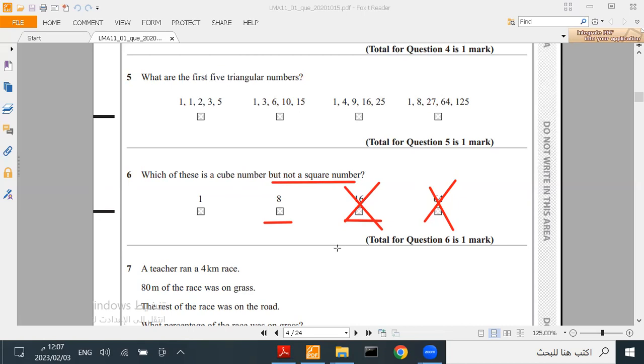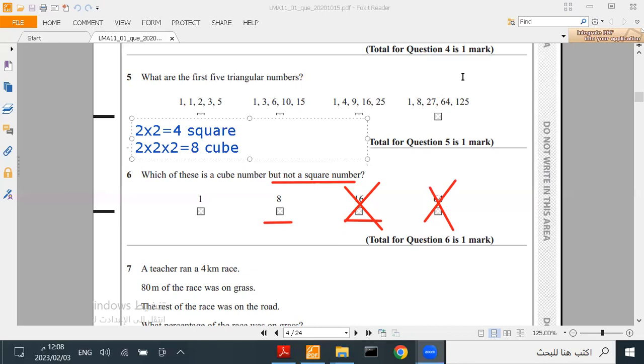I'm sorry, but what is a cube number and a square number? Let me tell you. A square number comes from multiplying two numbers by each other. I mean, 2 times 2 equals 4, right? This is a square number. A cube number comes from multiplying 3 numbers by each other. I mean, 2 times 2 times 2 equals 8. This is a cube number. Okay?